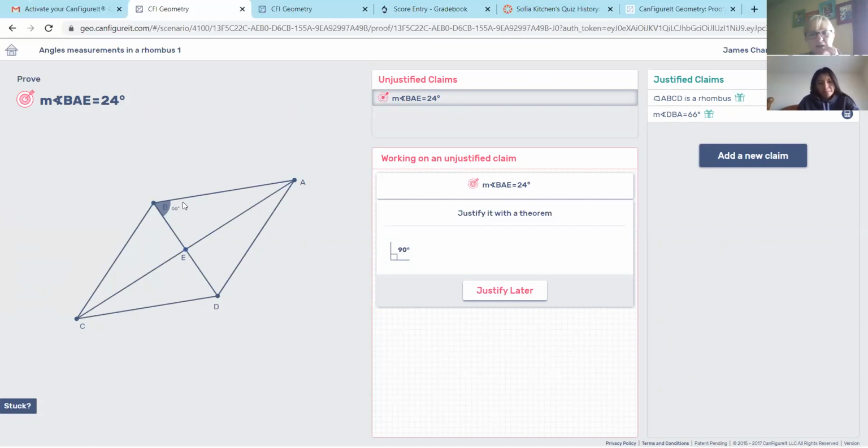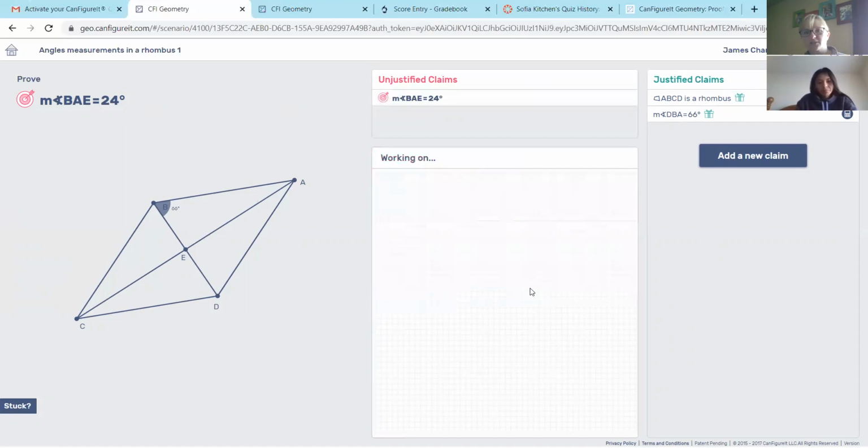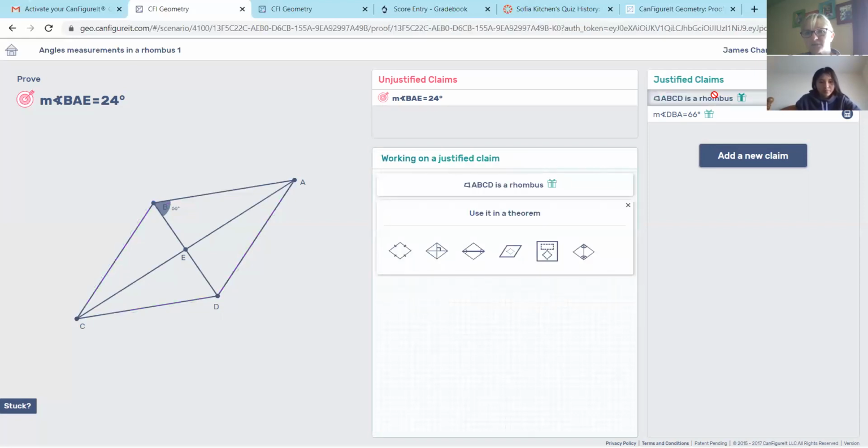Okay. So the question is, how are we going to prove it? Because we don't just get to say, oh, it looks about right, and oh, that's probably about 90 degrees. We don't get to do that. But if we click over here, it tells us that this shape is a rhombus. And remember, I told you, if you click on the things that are already justified, it's going to tell you some things that are true about a rhombus. Do you see anything in that set of pictures that will help us?